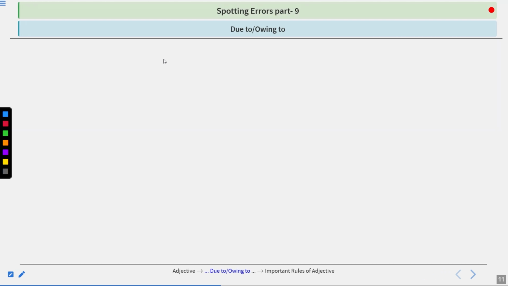Due to and owing to. Due to can be used as a complement of the verb. Complement means which completes something, which completes the subject or an object. Complements are of two types, subject complement and object complement, and of verb as well. Due to means as a result of, while owing to means because of.